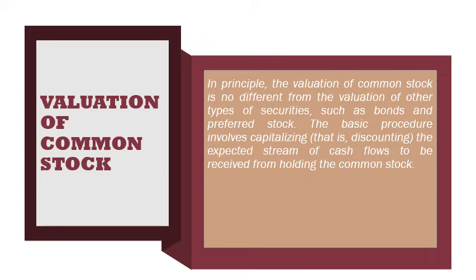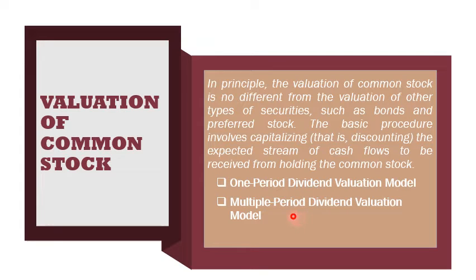Now let's come to the valuation of common stock. In principle, the valuation of common stock is no different from the valuation of other types of securities, such as bonds and preferred stock. The basic procedure involves capitalizing, that is discounting, so we will be getting the present value factor, from the expected stream of cash flows to be received from holding the common stock. There are a lot of ways to value your common stock, but I'm going to discuss only three. First is the one period dividend valuation model. The second is the multiple period dividend valuation model. And the third is the zero growth dividend valuation model.